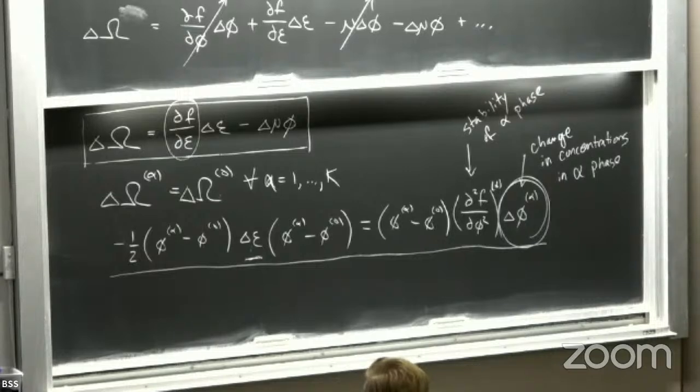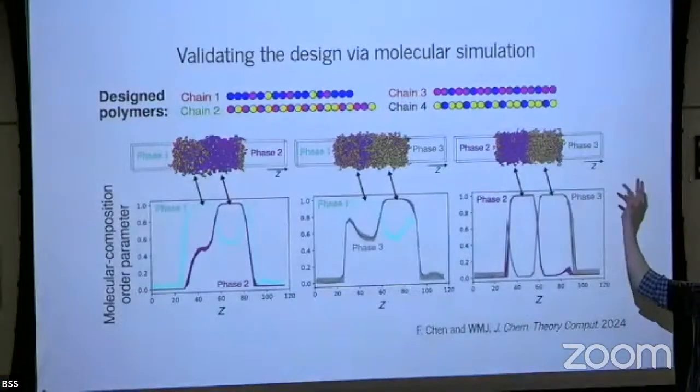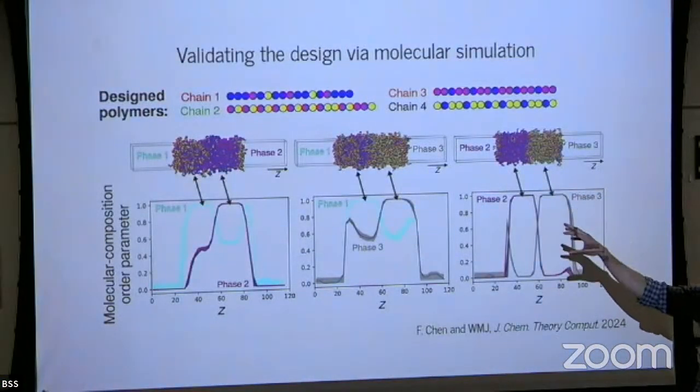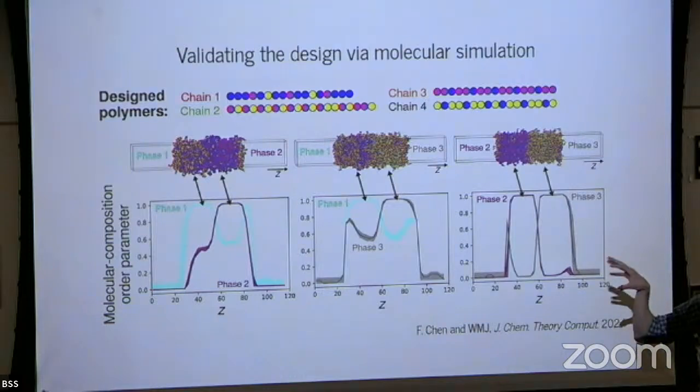But the question of how complex do the interactions, or more specifically, what structure does my epsilon matrix have to have in order to make that happen? That is actually a complex optimization problem.